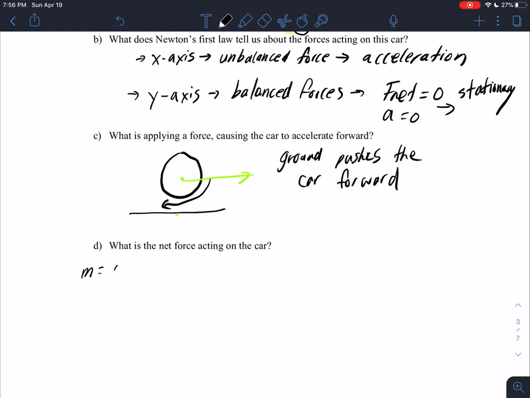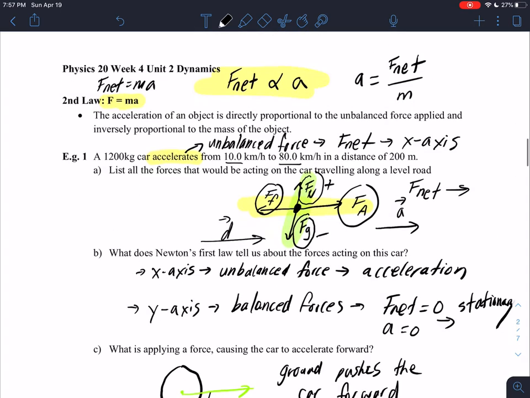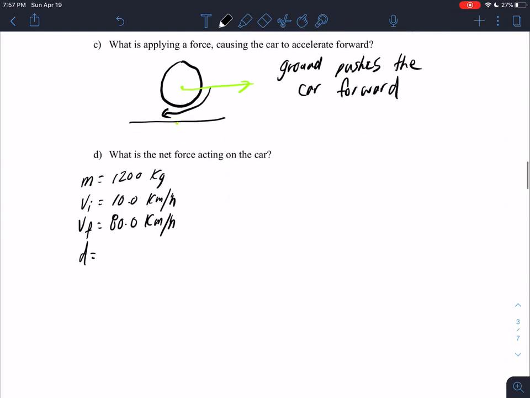The question says that we're dealing with a car that has a mass of 1,200 kilograms. We have an initial velocity of 10.0 kilometers per hour, and we're accelerating to a final velocity of 80.0 kilometers per hour. Then it says during this time we're covering a distance of 200 meters.